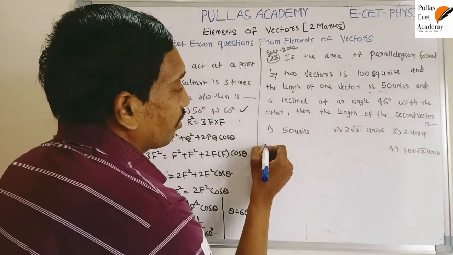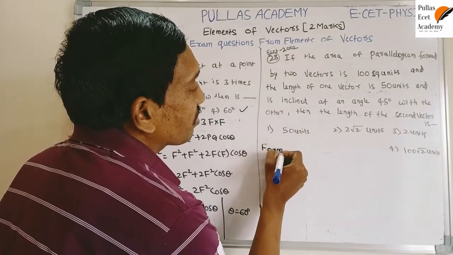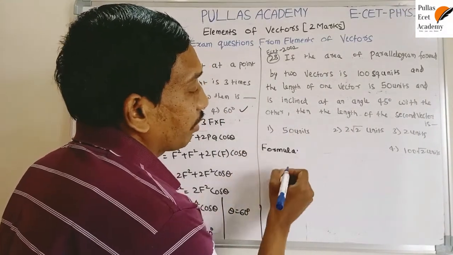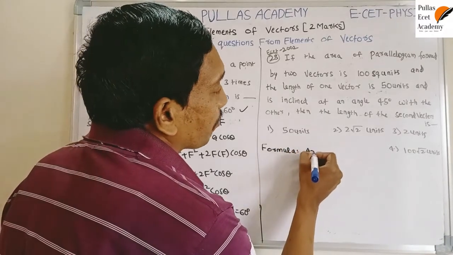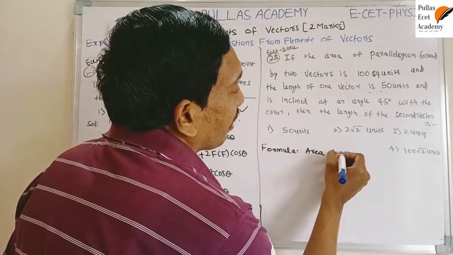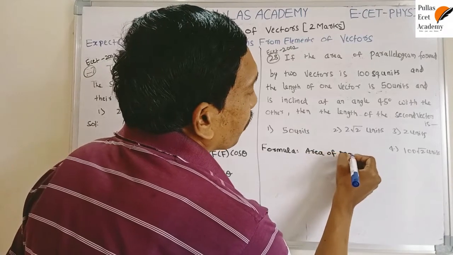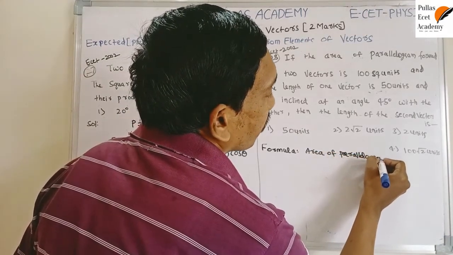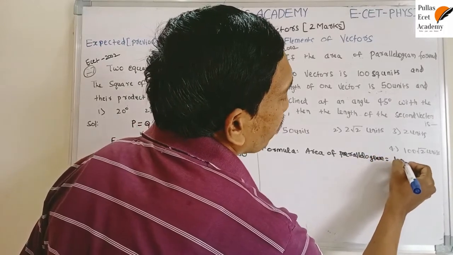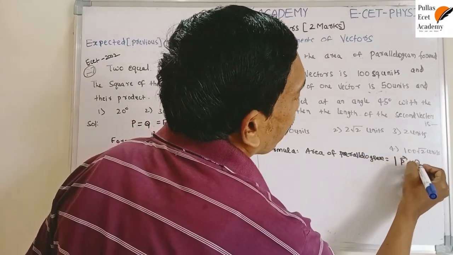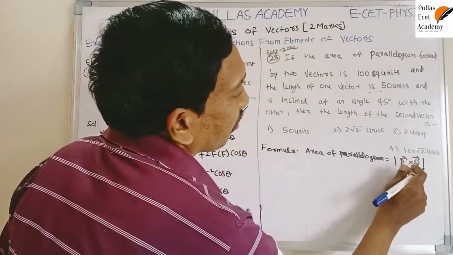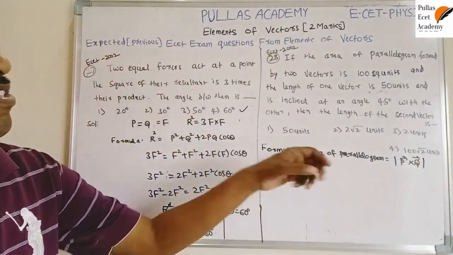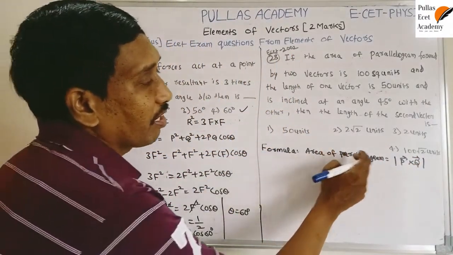So actually, this is one of the applications of the vector product. In vector product, what is the formula for the area of a parallelogram? The area of a parallelogram is equal to the modulus of p bar cross q bar. That means the magnitude of the vector product is equal to the area of the parallelogram.